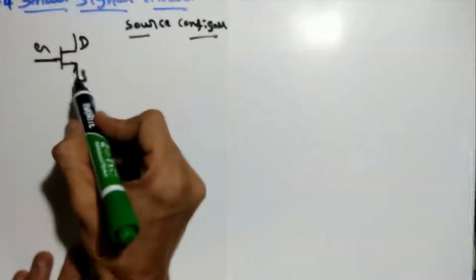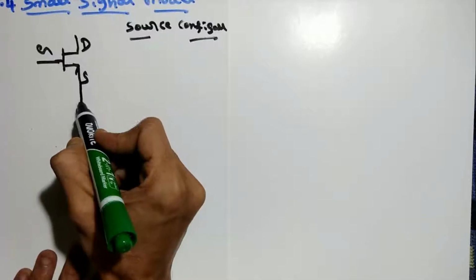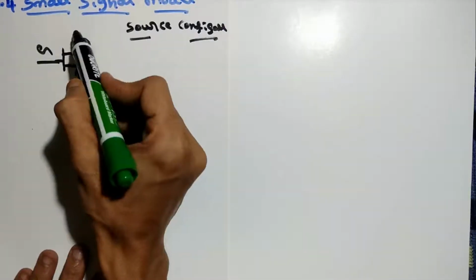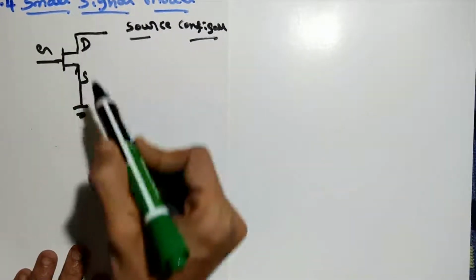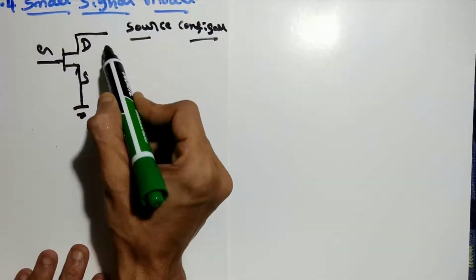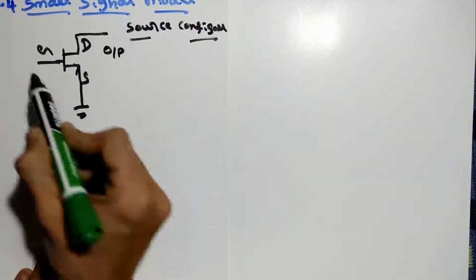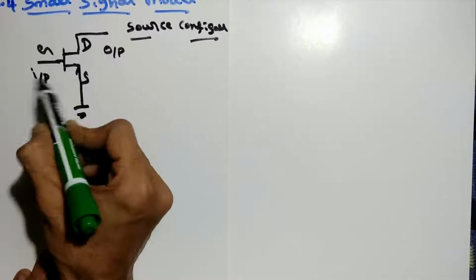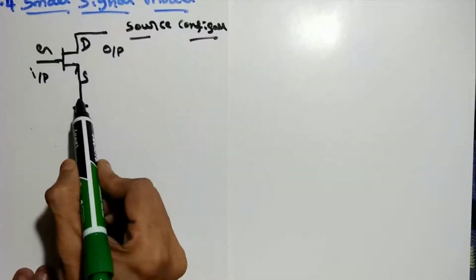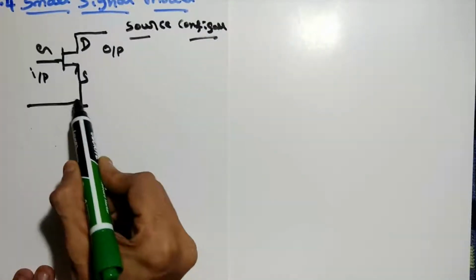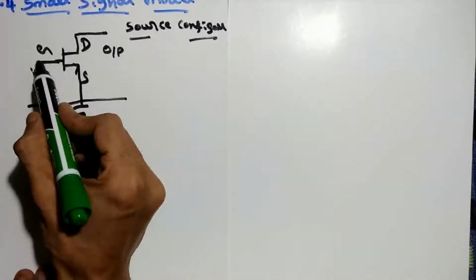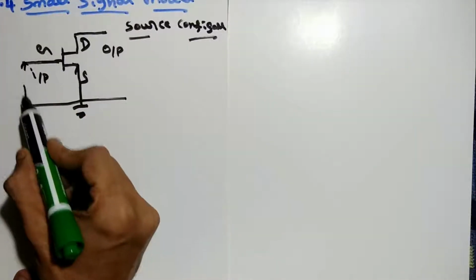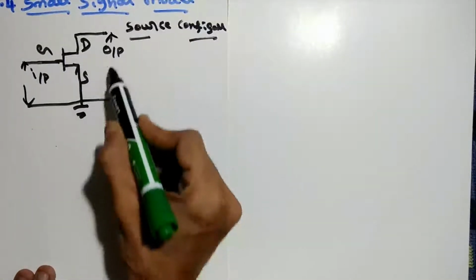The source configuration means the source is common, so the source is always grounded, and the drain is treated as the output. We will take output from this drain portion, and the gate is the input portion. So we can say the source is common for the input and also the output. This portion we call the input, and this portion we call the output.